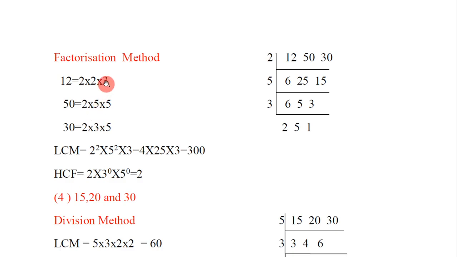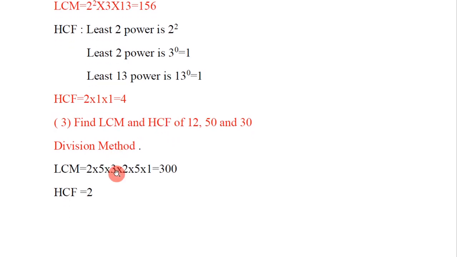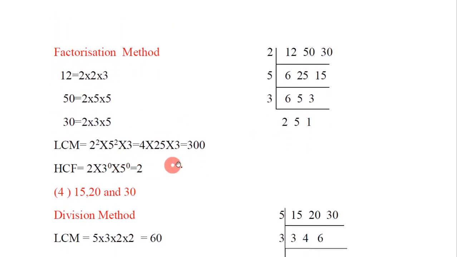So here among this 3 power 1, 3 power 0, 3 power 1, the least one is 3 power 0. Next 5 power 0, 5 power 1, 5 power 1. The least one is 5 power 0. So multiply them. So highest common factor is the product of least powers of the prime numbers. So it is equal to 2. So the answers which are obtained from both the methods are same, 300 and 2.